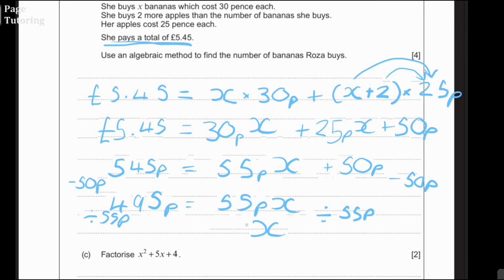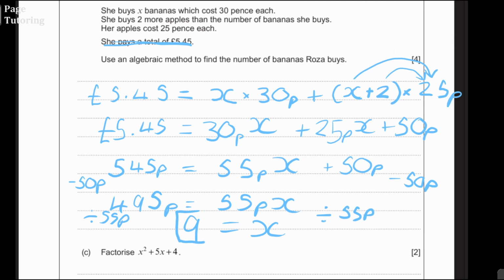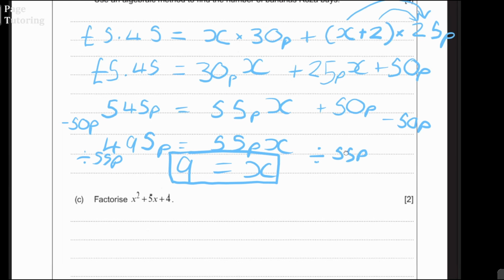So you'll get x equal to 495 divided by 55. I can't do that in my head, so out comes my good friend the calculator, which gives exactly 9. So that means that Rosa bought 9 bananas. We remember that x is the number of bananas. She's bought 9 bananas. That was 4 marks. She did a 4-mark question.